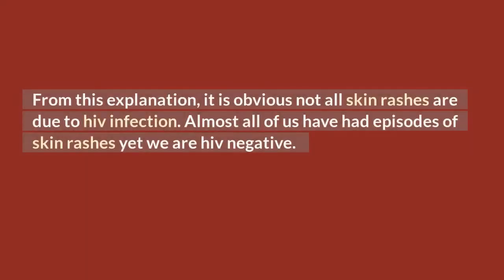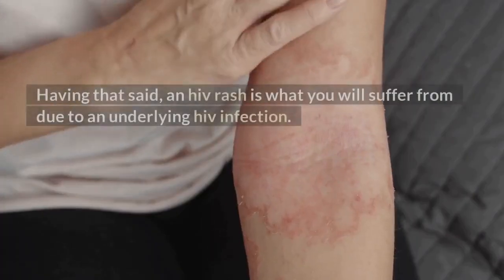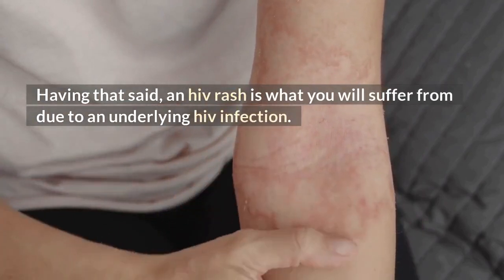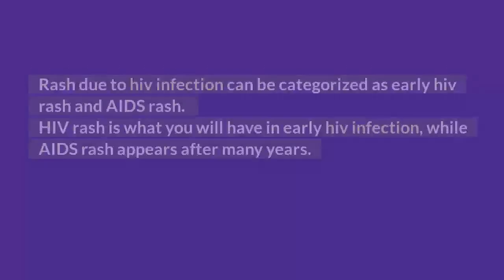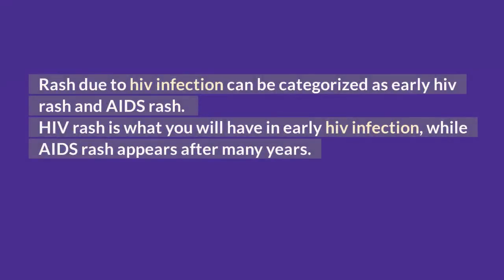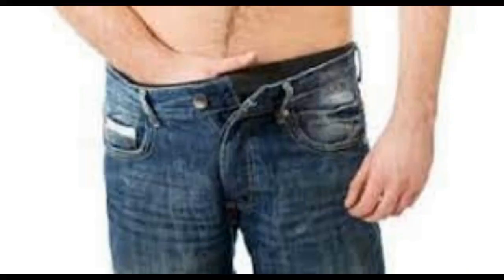From this explanation, it is obvious not all skin rashes are due to HIV infection. Almost all of us have had episodes of skin rashes, yet we are HIV negative. Having said that, an HIV rash is what you will suffer from due to an underlying HIV infection. Rash due to HIV infection can be categorized as early HIV rash and AIDS rash. HIV rash is what you will have in early HIV infection, while AIDS rash appears after many years.